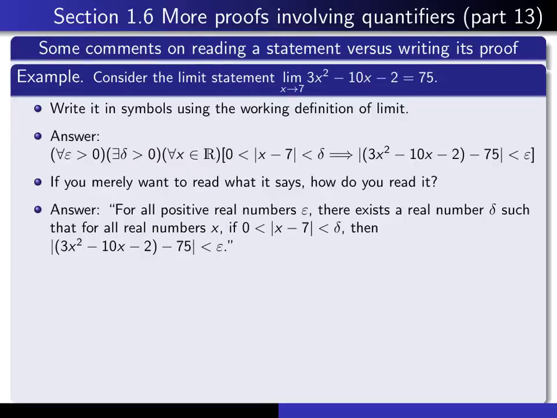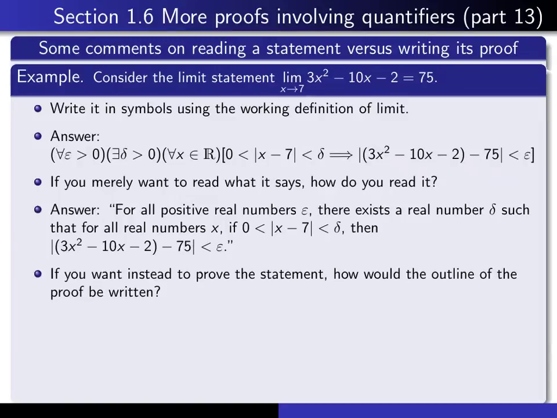So this is how I would read it, and let me point to what I'm looking at as I read it. I say, for every positive real number epsilon, there exists a positive real number delta such that for every real number x, if the absolute value of x minus 7 lies between 0 and delta, then the absolute value of 3x squared minus 10x minus 2 minus 75 is smaller than epsilon. That's how I would read what it says, not how I would respond if I wish to prove it.